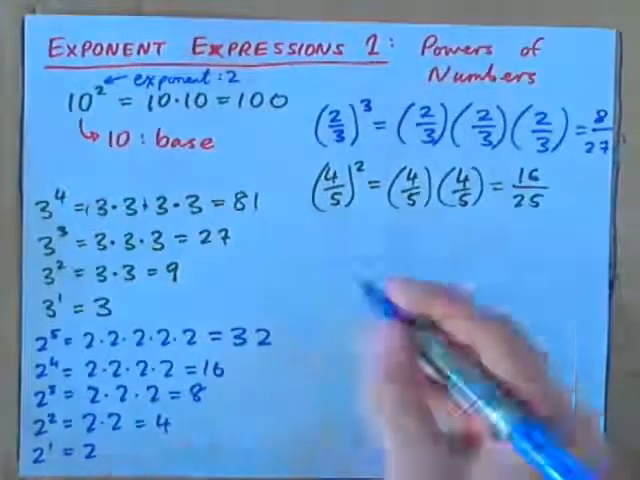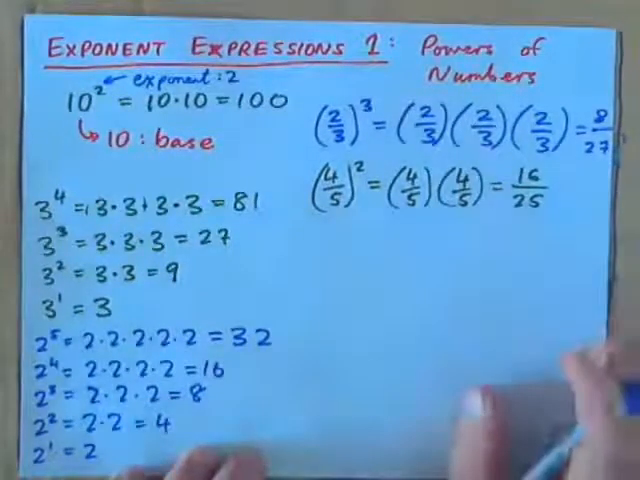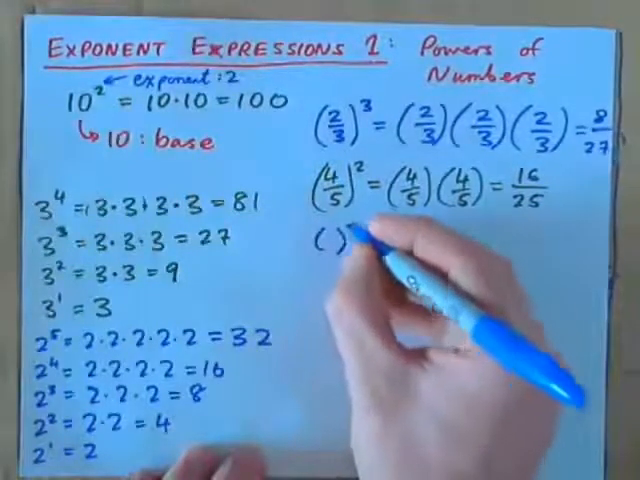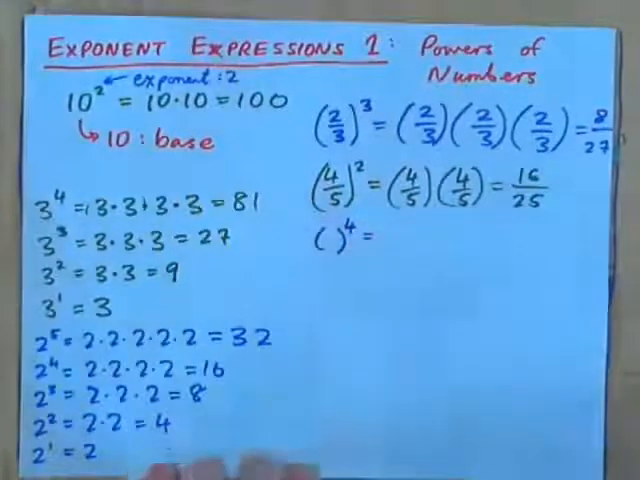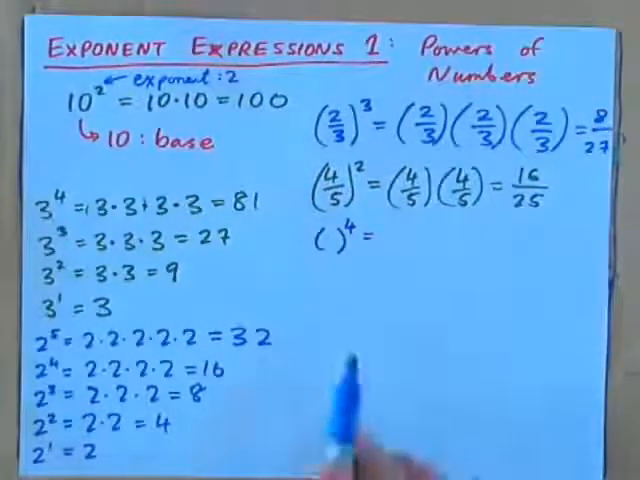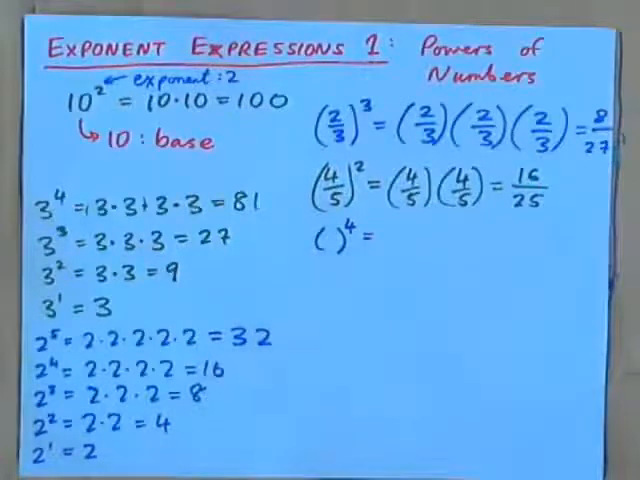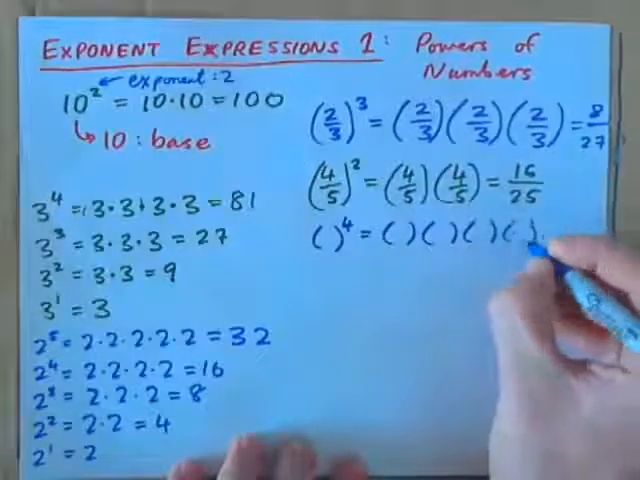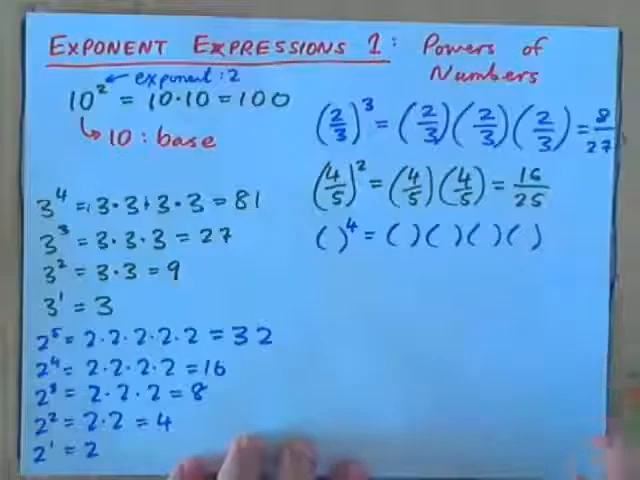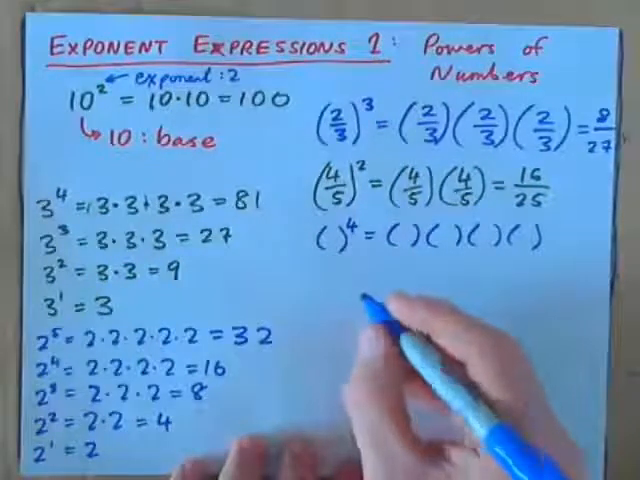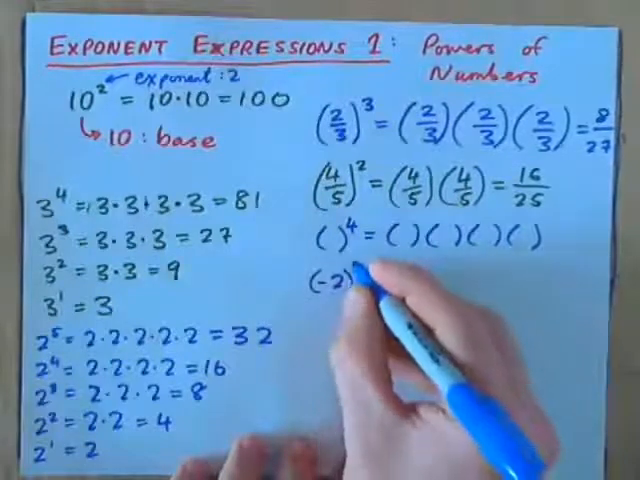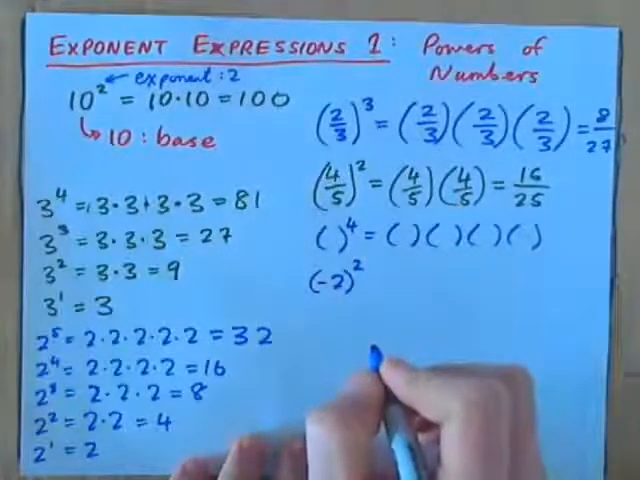How about negatives though? Let's just do this before anything else happens. If you have parentheses to the power of 4, what do you think that would mean? So let's say it's just an open parenthesis, there's nothing in there, but it's to the power of 4. Write down what you think that would be. Would it be parenthesis times parenthesis times parenthesis, 4 times, right? Exactly, right?